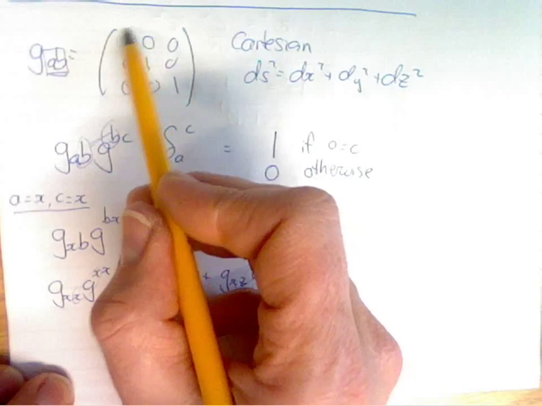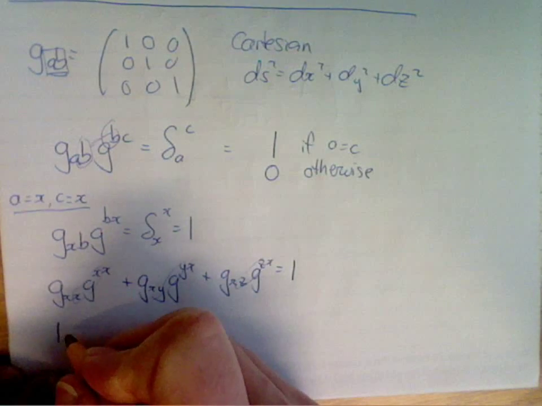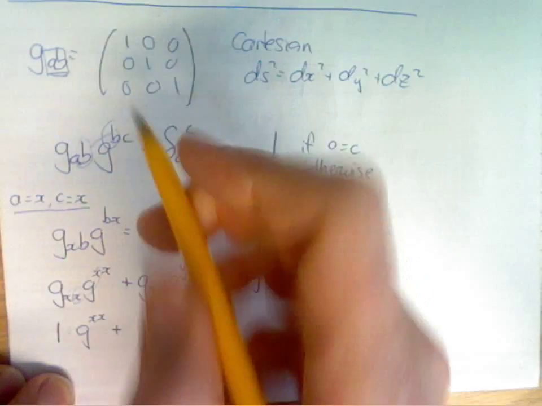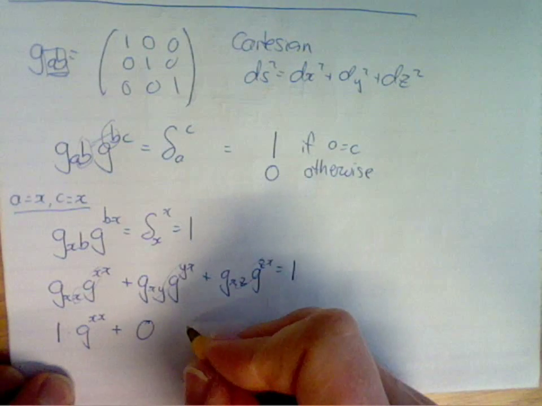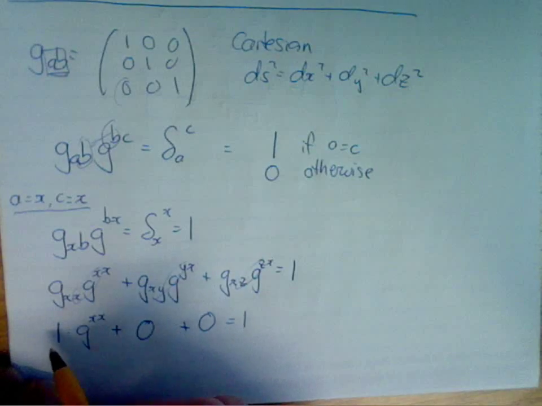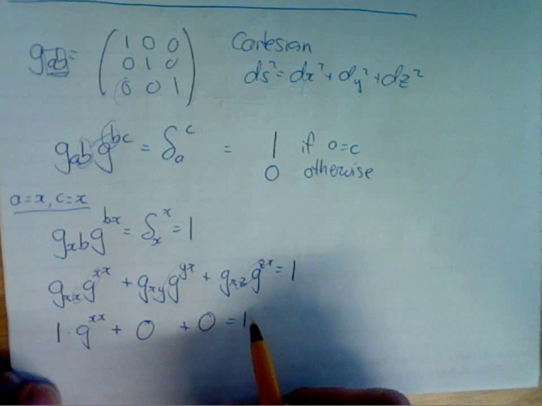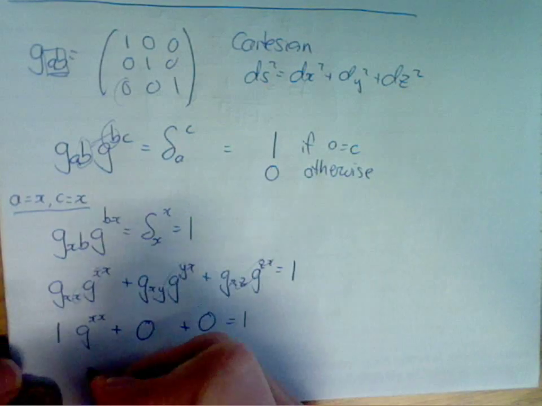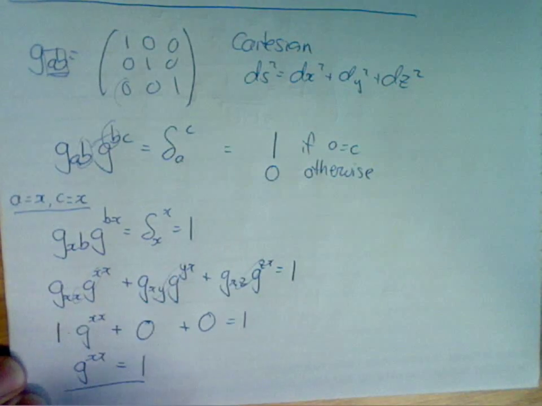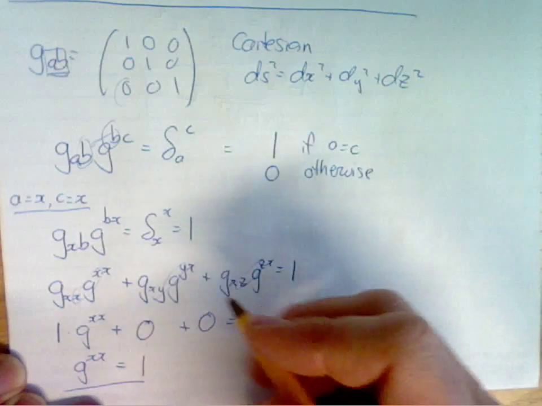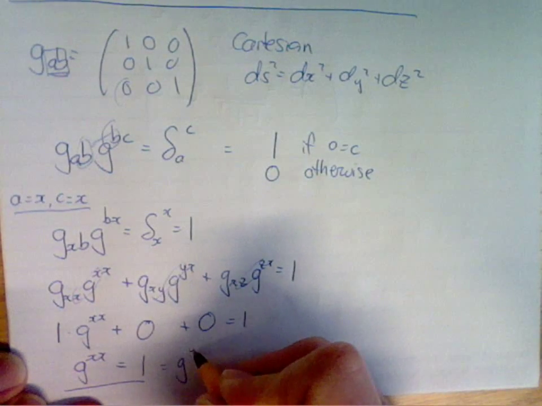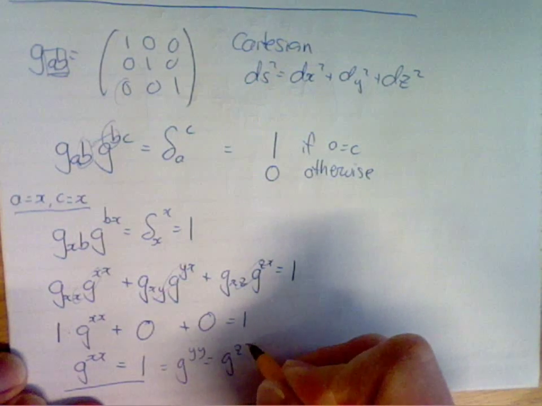And what we know up here, g_XX is equal to 1, so that term is equal to 1 times g^XX. g_XY, that's this one here, that's 0. And g_XZ is also 0. So 1 times g^XX plus that is equal to 1. So these terms are simply 0, so we simply get g^XX is equal to 1. Easy. That goes through for the whole of the Cartesian one, g^XX equals 1, this is the same as g^YY, the same as g^ZZ.